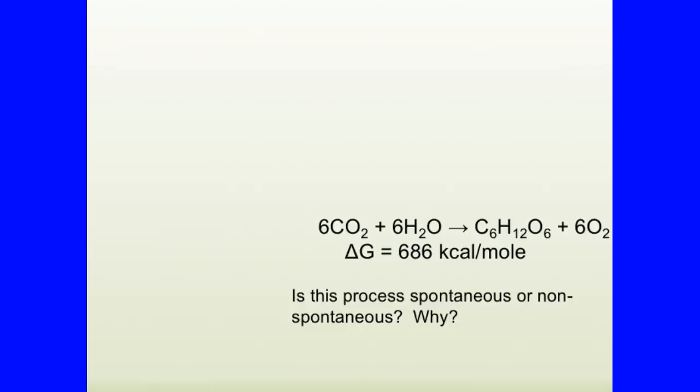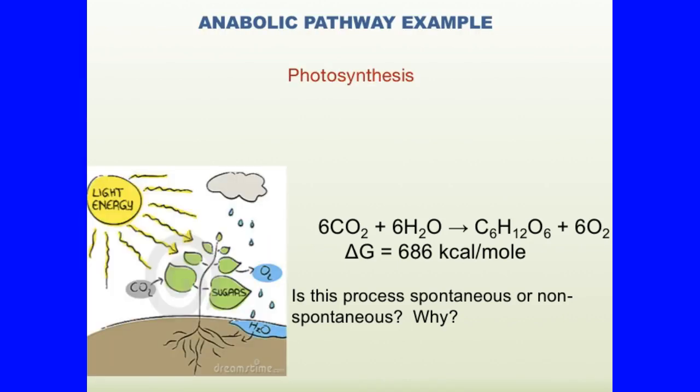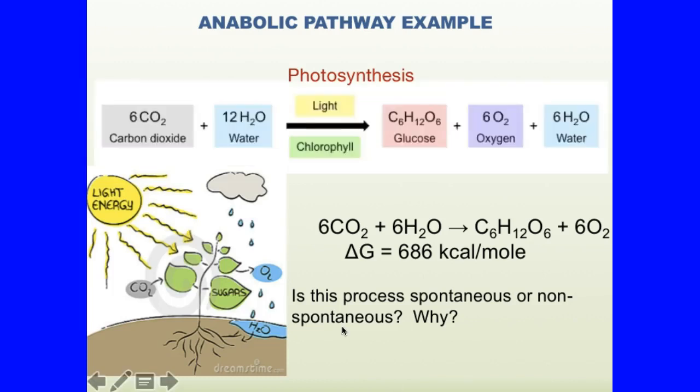And the last thing we're going to go over for this lecture is another example, but we just saw a really good example of a catabolic reaction, and that was cellular respiration. Now let's go ahead and look at an example of an anabolic pathway. A good example would be photosynthesis, because we're actually going from two smaller molecules, carbon dioxide and water, and remember, anabolic has to have an input of energy. It does not happen spontaneously, okay?